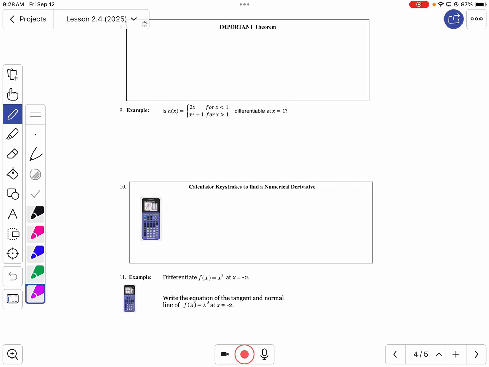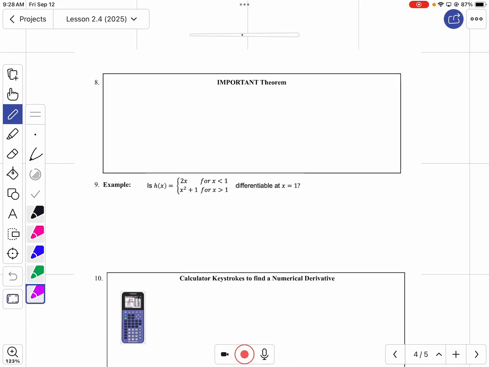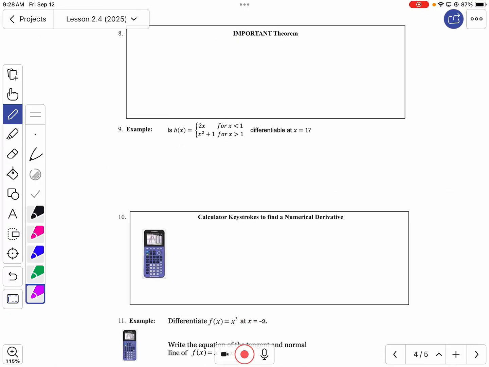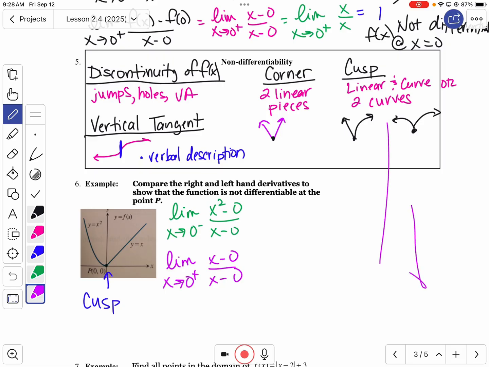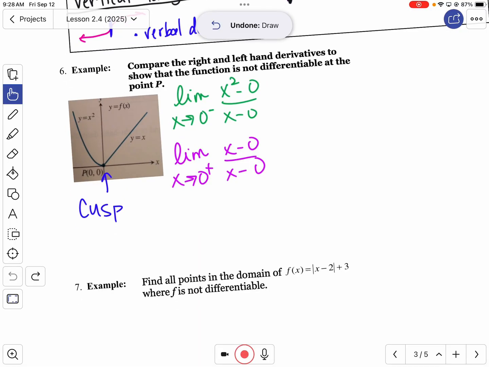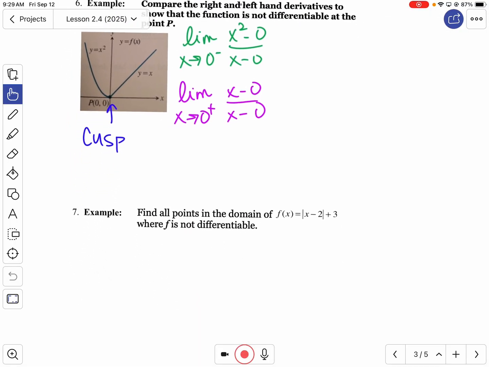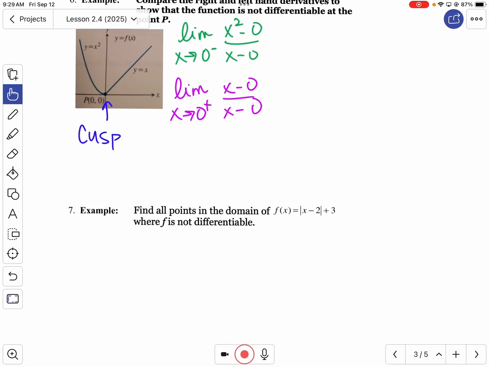Take a look at this next one. Oh, apparently I skipped all that, did I? Oh, no, it's down here. Sorry. It says find all points in the domain of this function where f would not be differentiable. Tell me what you know that function is if you were to graph it.